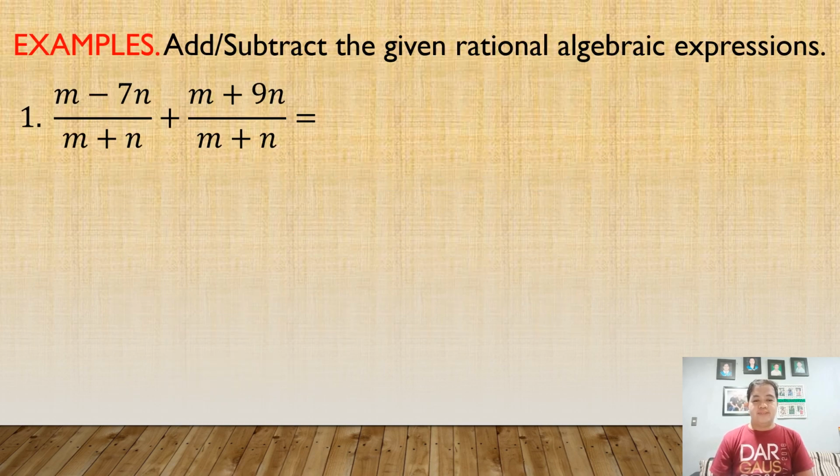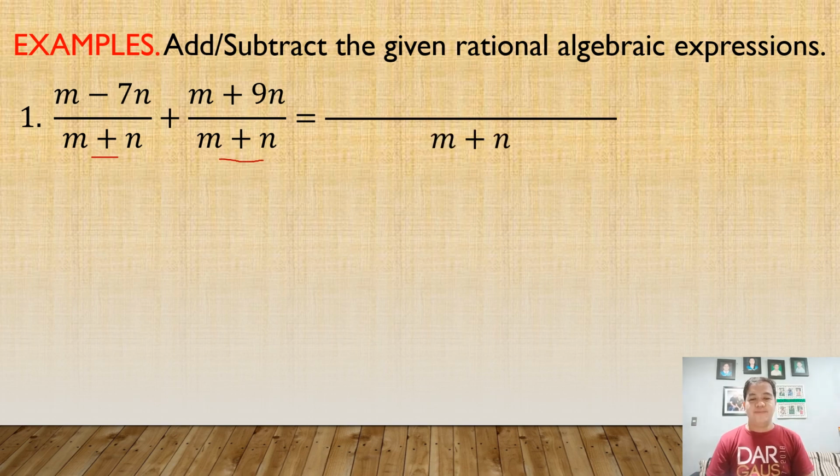Okay, examples. Add or subtract the given rational algebraic expressions. So, we can see they are similar fractions. Pareha sila, ang denominator ay m plus n. M plus n, tapos m plus n. Okay, so just copy the m plus n.